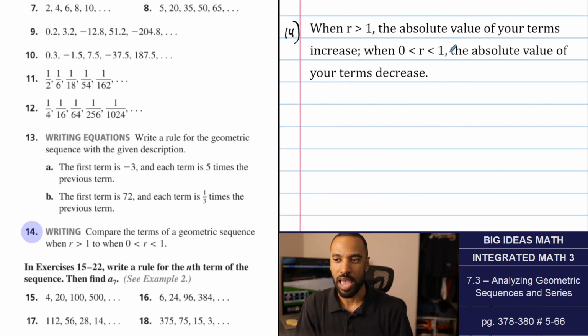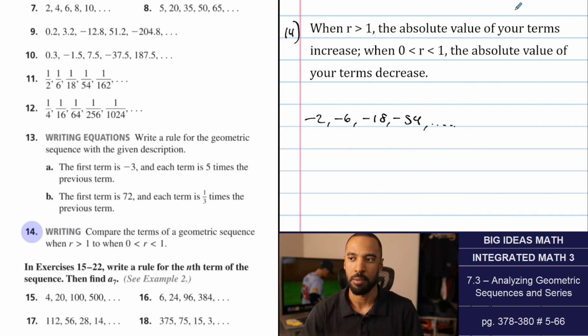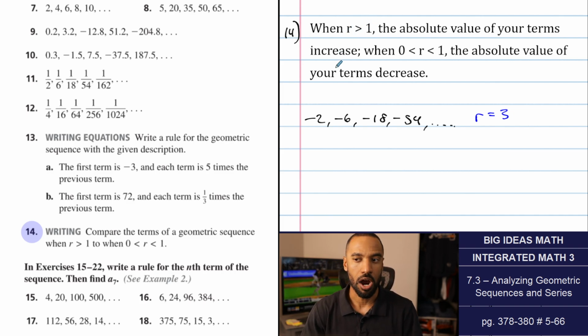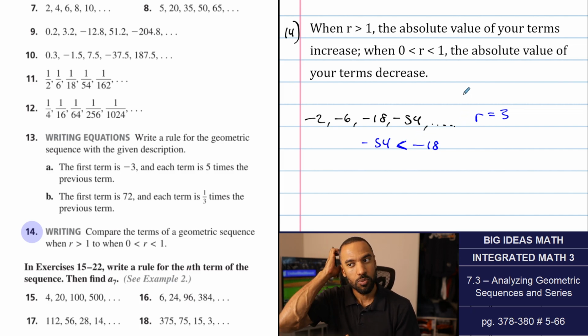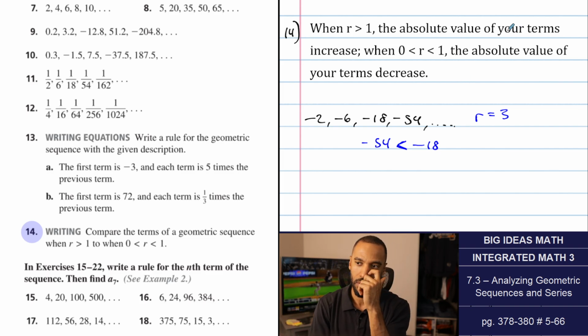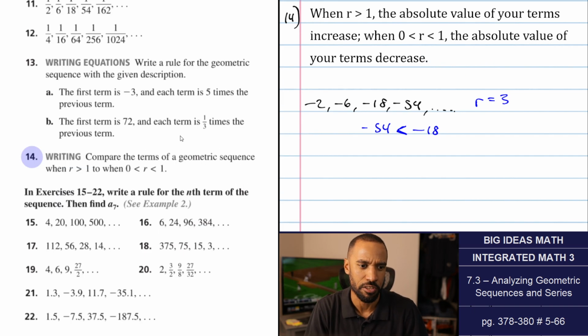Now, why did I say absolute value? Because what if your list was -2, -6, -18, -54, and I'm multiplying by 3 each time? My common ratio here is 3, positive 3, not -3. My r is bigger than 1, but are my numbers getting bigger? The negatives are getting bigger, but the numbers themselves, -54 is smaller than -18. You have to remember that. A bigger negative is a smaller value. So that's why I said the absolute value: 54 is more than 18, so it's a bigger negative. And that's why they didn't want to talk about negatives, because then signs alternate, and then there's not a consistent answer.